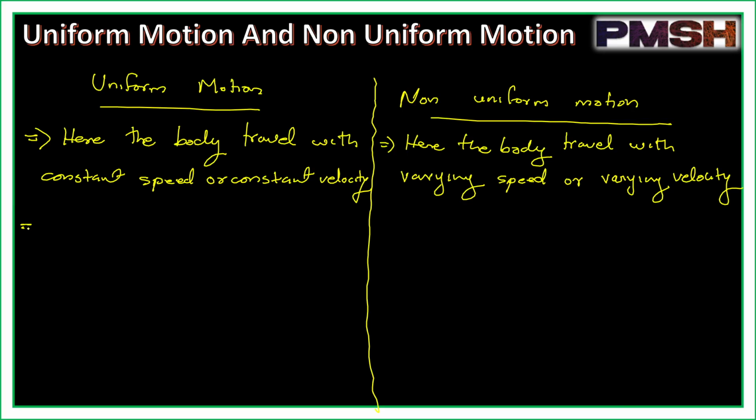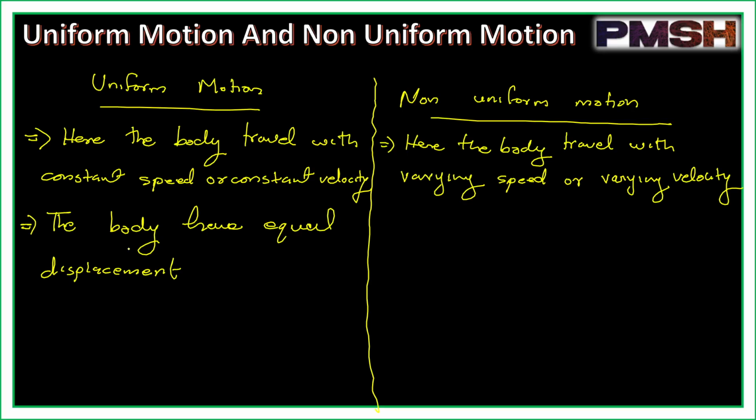So we can also give another definition for uniform motion: the body has equal displacement or equal distance in equal intervals of time.